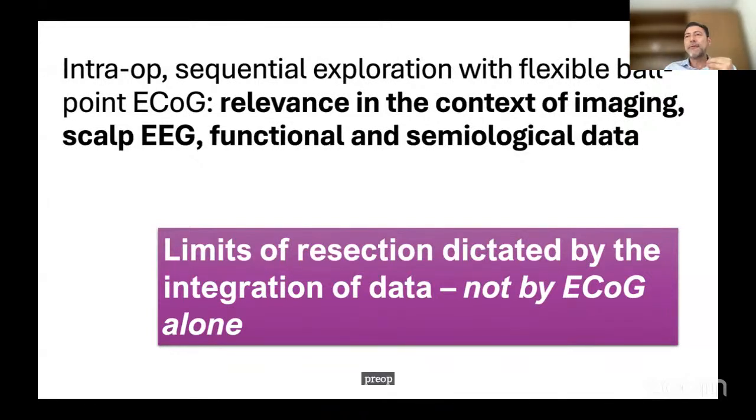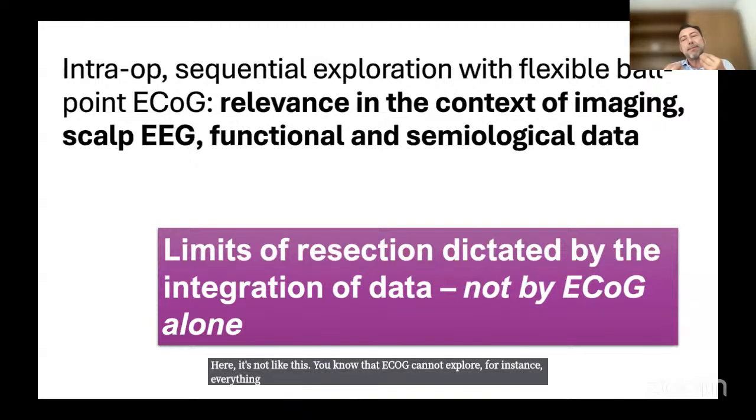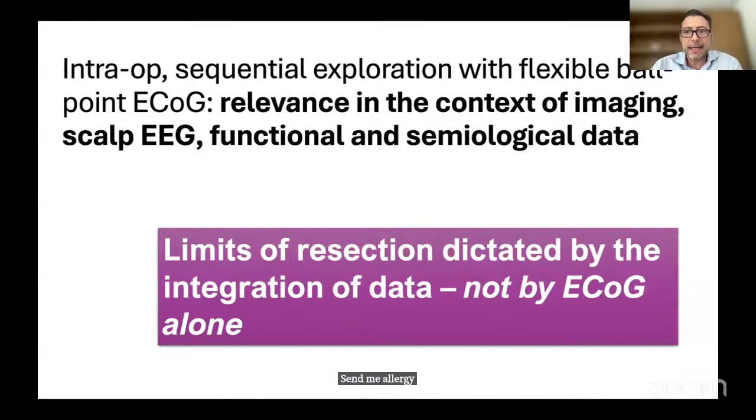Preoperative non-invasive data, when you use SEEG, is mostly used to define the targets of your electrode placement, period. After that is decided, then you go on and do a resection based upon SEEG. Here it's not like this. You know that ECOG cannot explore everything in the brain, for instance, the mesial wall. It's very difficult, of course, the mesial wall. And so you incorporate this with the other data, particularly, of course, semiology, PET, and MRI, okay?